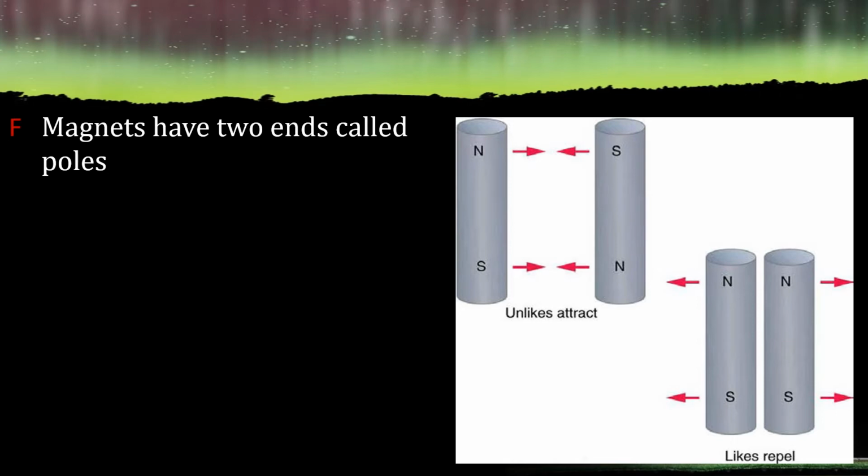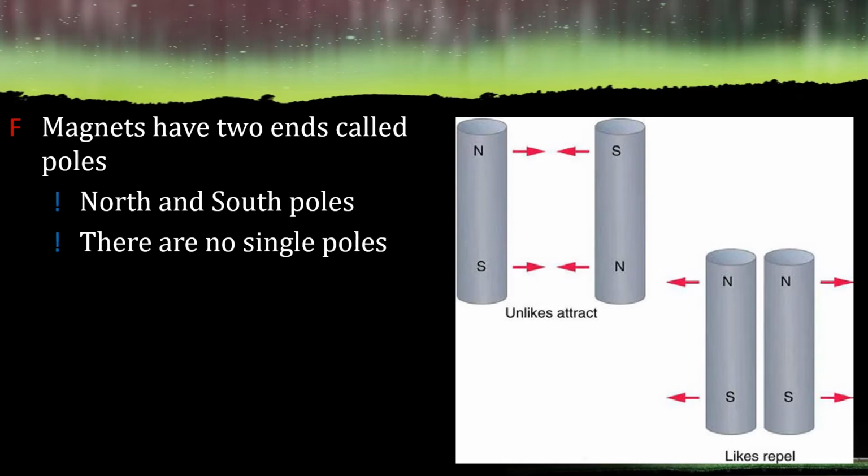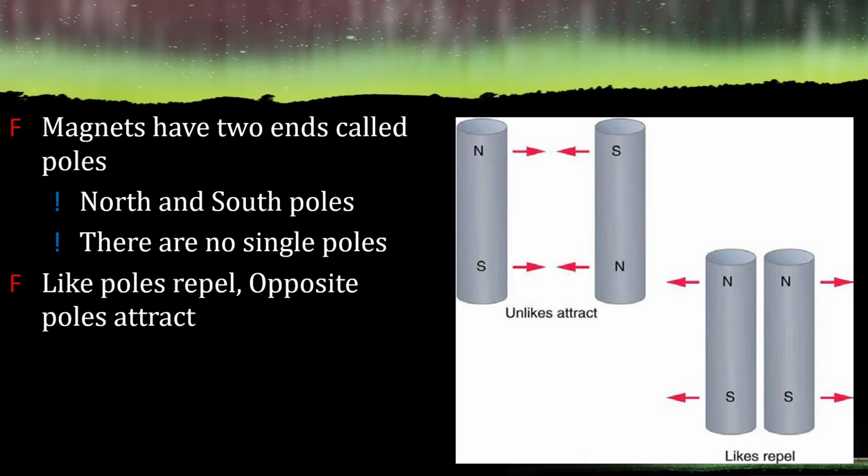Magnets have two ends called poles, north pole and south pole. There are no single poles, meaning a monopole does not exist. Like poles repel, opposite poles attract.